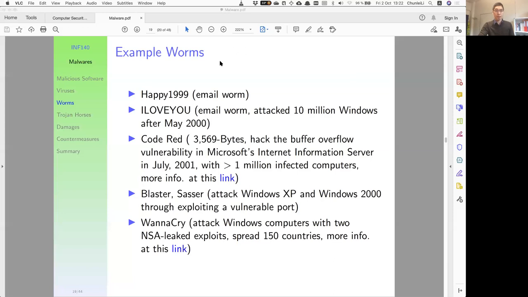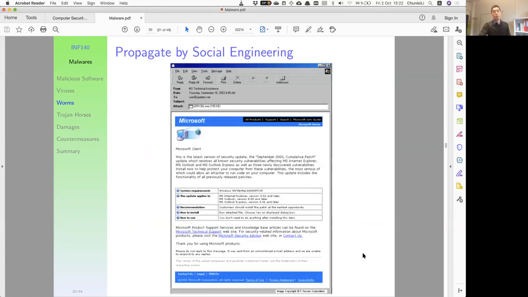Recording. So welcome back, everyone. Now let's move on to the next part of malware, about the propagation methods. It's propagated by social engineering. And before the lecture, we already mentioned some of these ways.